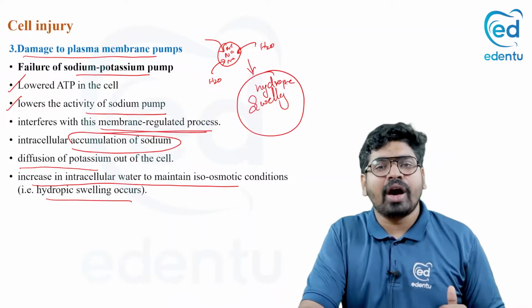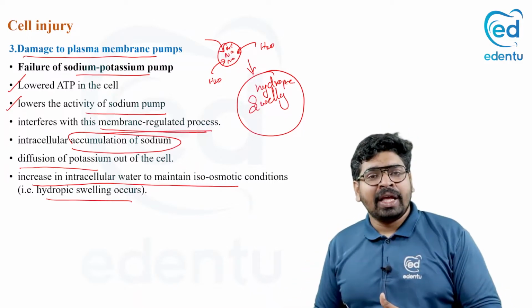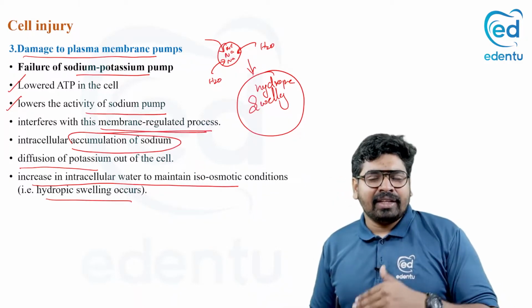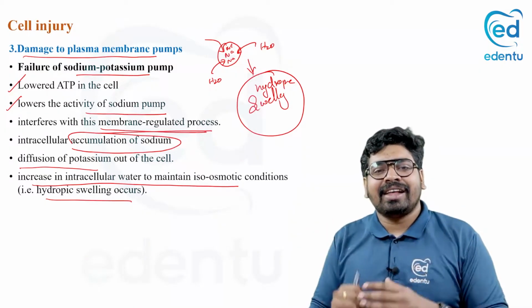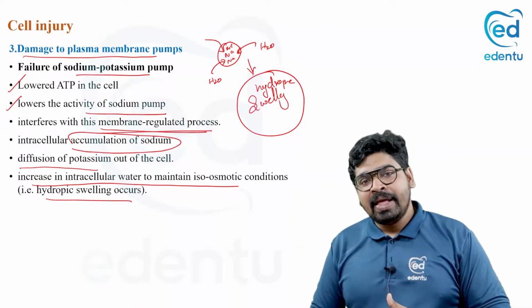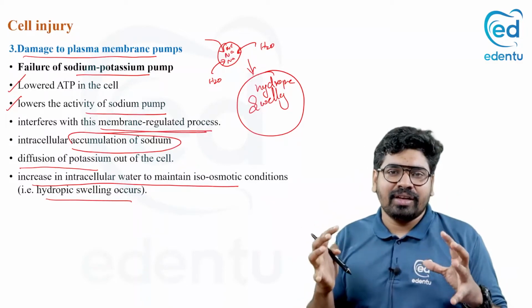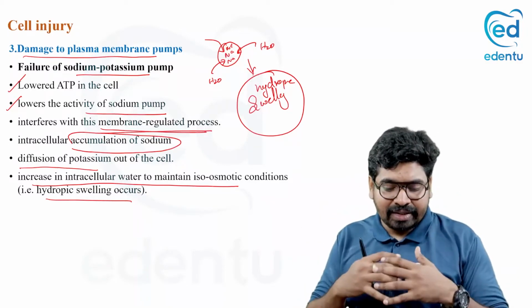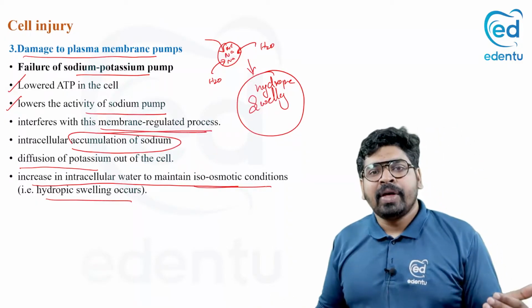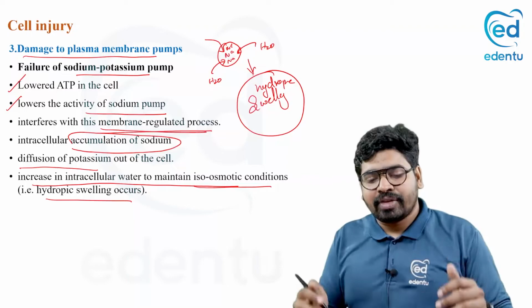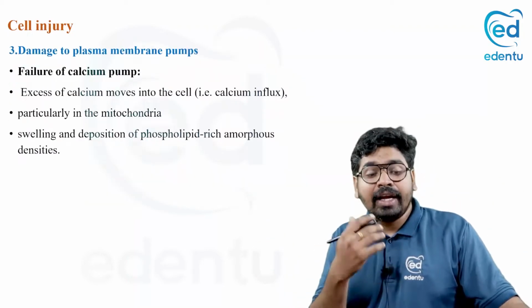Now you understand how hydropic swelling happens. There is a decrease in ATP, and a defective sodium potassium pump. So sodium is retained in the cell and potassium goes out of the cell. More and more sodium in the cell means high osmotic pressure, so more and more water comes into the cell, and it causes swelling. That is called hydropic swelling.